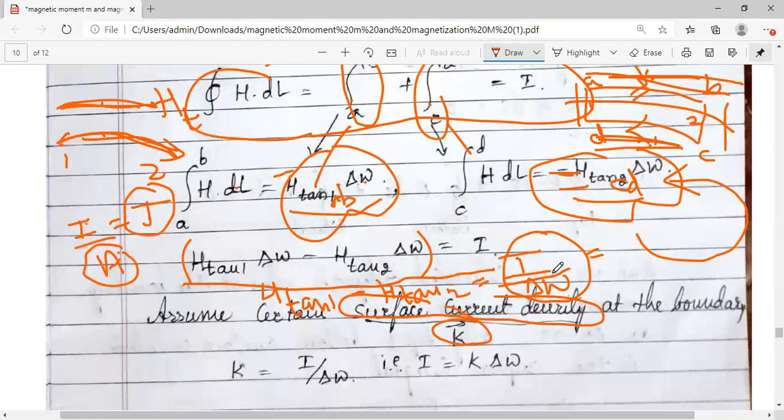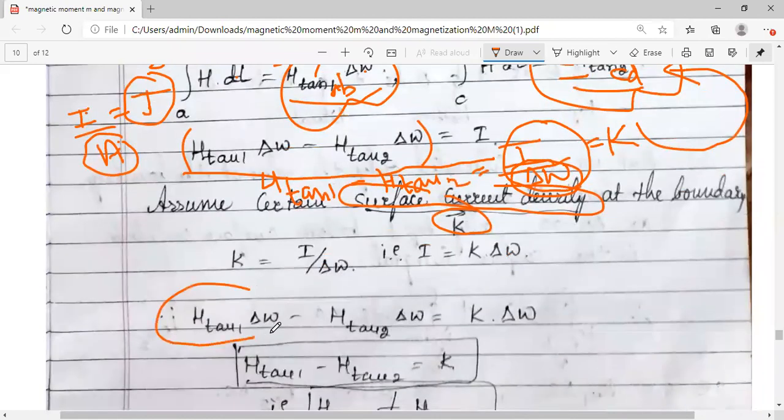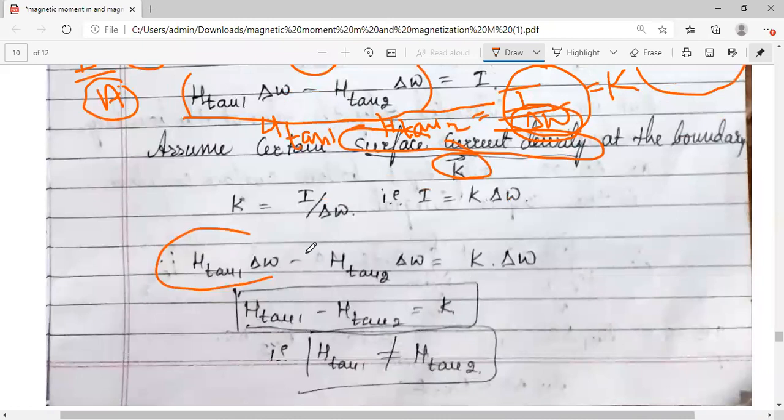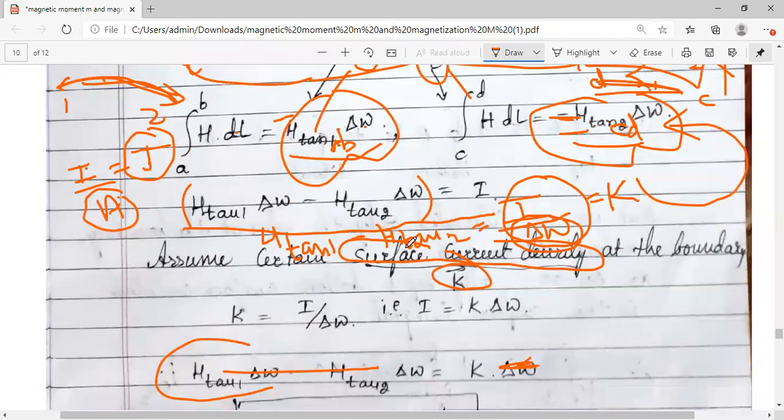But what is the change here? In the denominator you don't have area, because the size of the loop has shrunk to one single line, which is coinciding with 1, 2. That's why I'm denoting this by some value K. So what will your equation be? H tan, not delta W, I will cancel that. Here itself you can see H tan 1 minus H tan 2 is equal to I by delta W, which is equal to K. That is, H tan 1 minus H tan 2 is equal to K. Right?